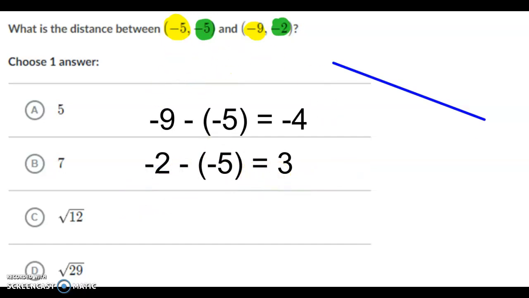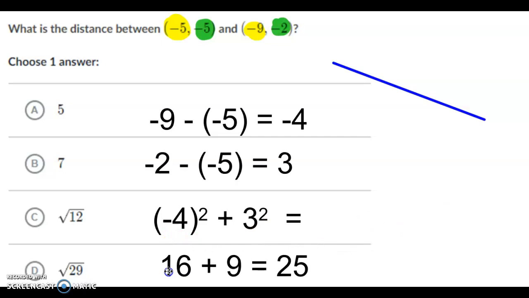Then for those legs, we take the -4 and square it, and we take the 3 and square it. Notice that a negative number turns positive. -4 times -4 is still positive 16. Plus 3 times 3 is 9, and I add them together and I get 25. So my answer is the square root of 25. Since the square root of 25 is 5, we say the answer is 5. We don't actually leave it as the square root of 25.